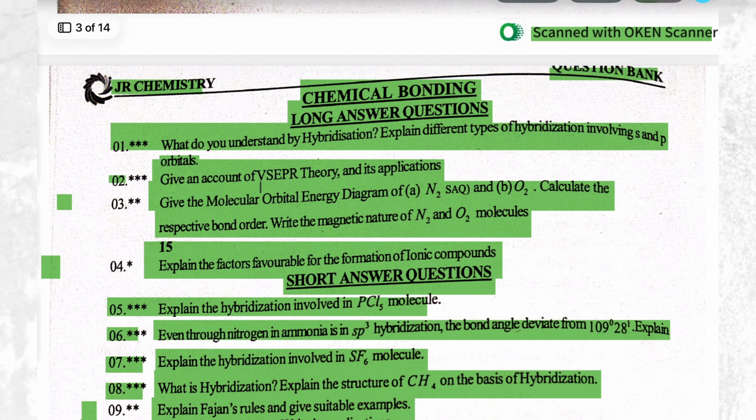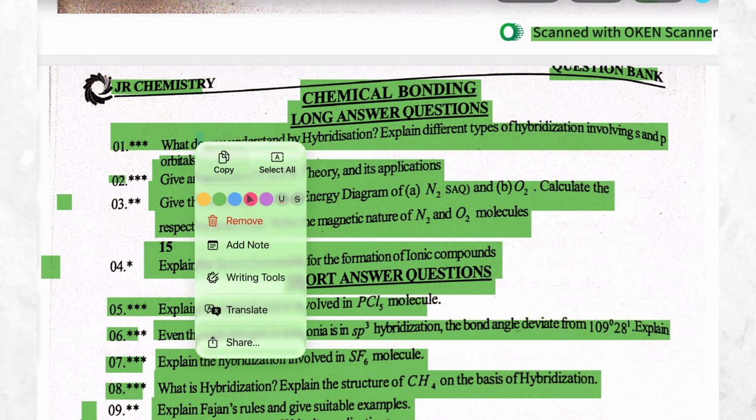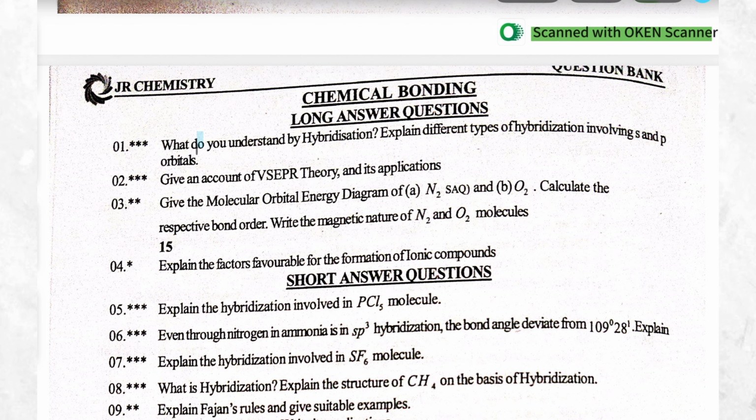Chemical bonding. Long answers. So triple star. One, two, three. Three long answers. But most important two only. Third one is double star. So what do you mean, understand hybridization and different types of hybridization: sp, sp2, sp3 like this. Okay. Don't forget this hybridization. Okay, students. So that is very important for you. What is hybridization? Sometimes they are asking, sometimes they are not asking.